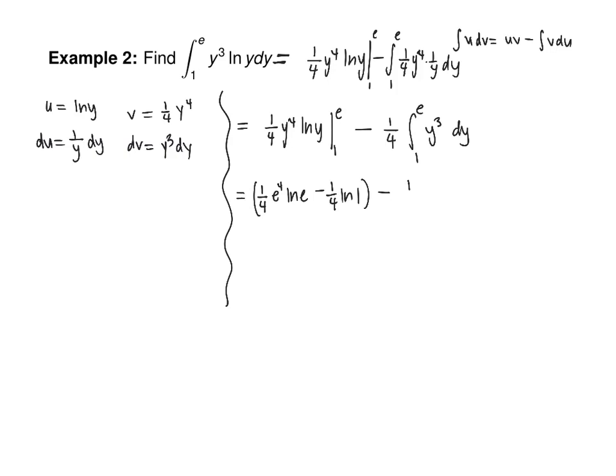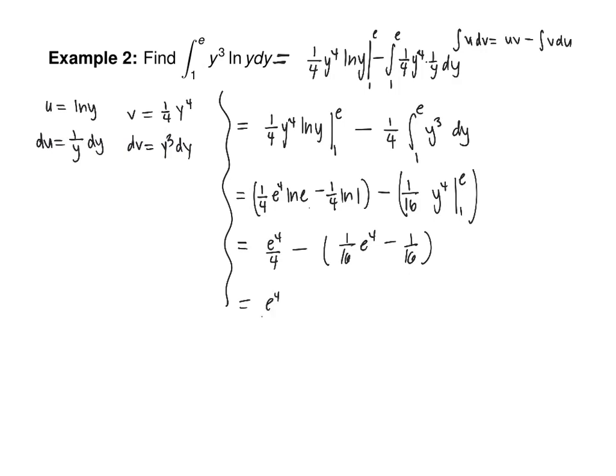And then minus this antiderivative will be 1/16 y to the fourth from 1 to e. And that minus sign is a little bit tricky, so let's put this in parentheses and we'll deal with the subtraction after we've worked out that integral. Remember, ln of e is 1 and ln of 1 is 0, so this is e to the 4th over 4 minus (1/16 e to the 4th minus 1/16).